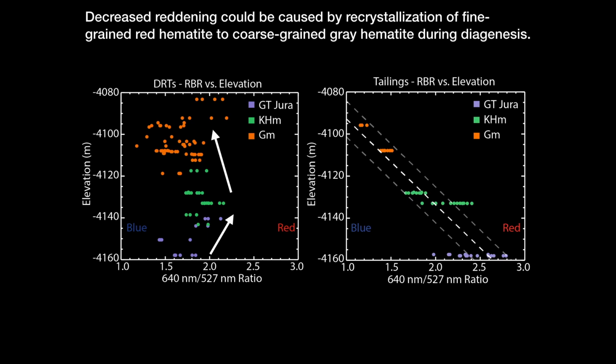This can be shown quantitatively with the red to blue ratio. There is an overall decreased reddening with elevation in Glen Torridon that could be caused by the recrystallization of fine-grained red hematite to coarse-grained gray hematite during diagenesis. This trend is less prominent in DRT spots. DRT spots are regions where the rover has used its dust removal tool to remove dust from the bedrock. This decreased reddening with elevation trend is abundantly clear when looking at drill tailings.